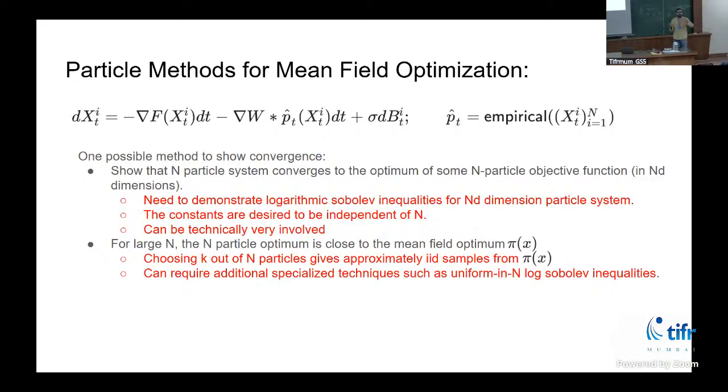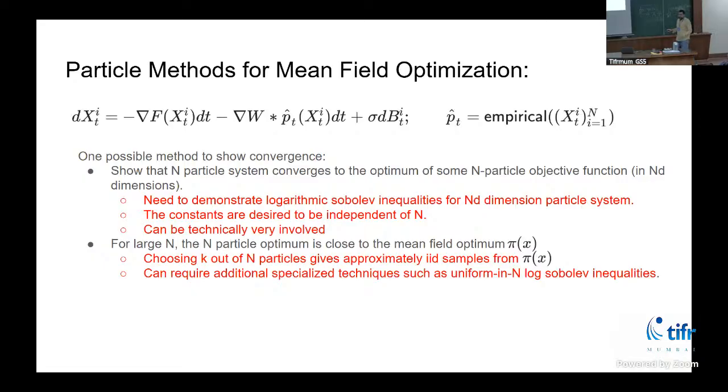The log Sobolev constants show us how well conditioned the problem is, right? And we want it not to be large and not dependent on n, and that can be very hard. This can get technically very involved. It uses transportation arguments from some distribution to a Gaussian distribution, Lipschitz transport, and so on. It gets very involved, and people write 50-page papers on this. And the problem with choosing this is that, for large n, the n particle optimum is close to the mean field pi of x.